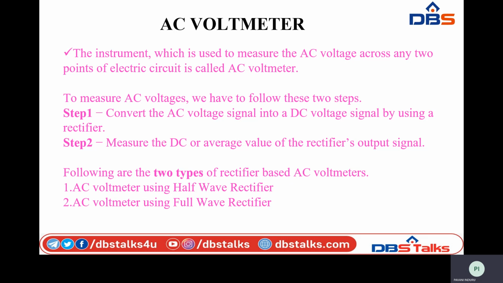That is why, if a voltmeter is constructed using a half wave rectifier, it is known as an AC voltmeter using half wave rectifier. Whereas in a full wave rectifier, it is possible to convert both half cycles into pulsating DC. So if an AC voltmeter is constructed using a full wave rectifier, it is known as an AC voltmeter using full wave rectifier. We'll discuss these two circuits in detail now.